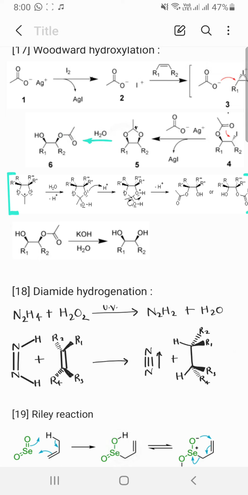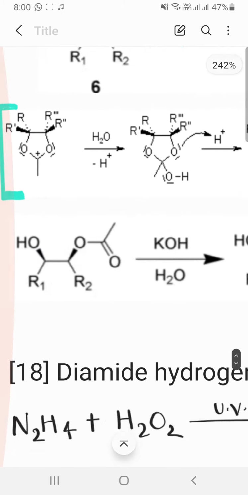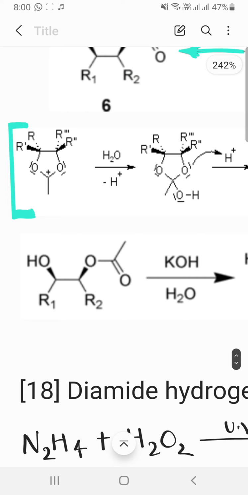Okay, KOH as H2O, right? So this OH minus is not doing SN2 over there. Instead it's doing SNAc, so acyl nucleophilic substitution with this carbonyl. Cool.